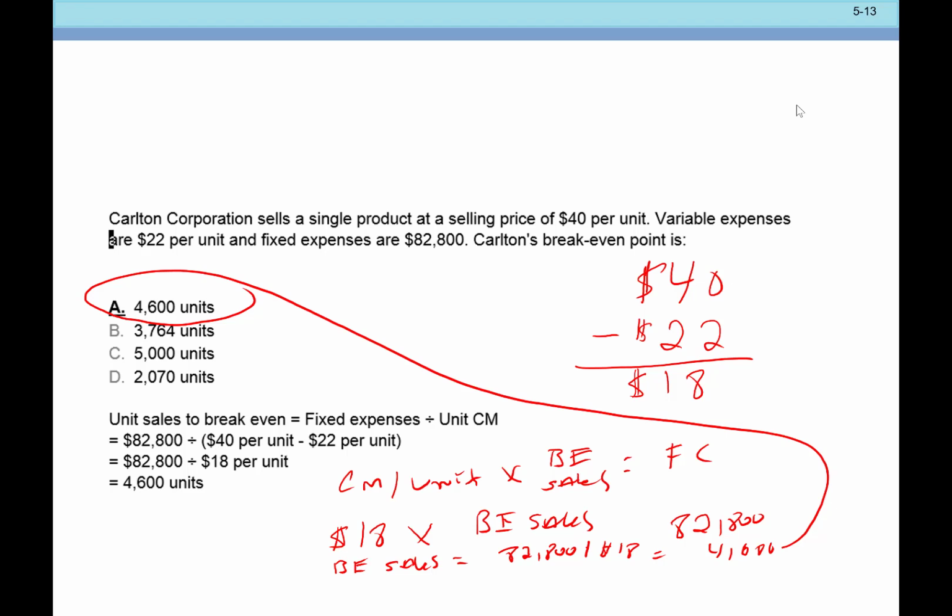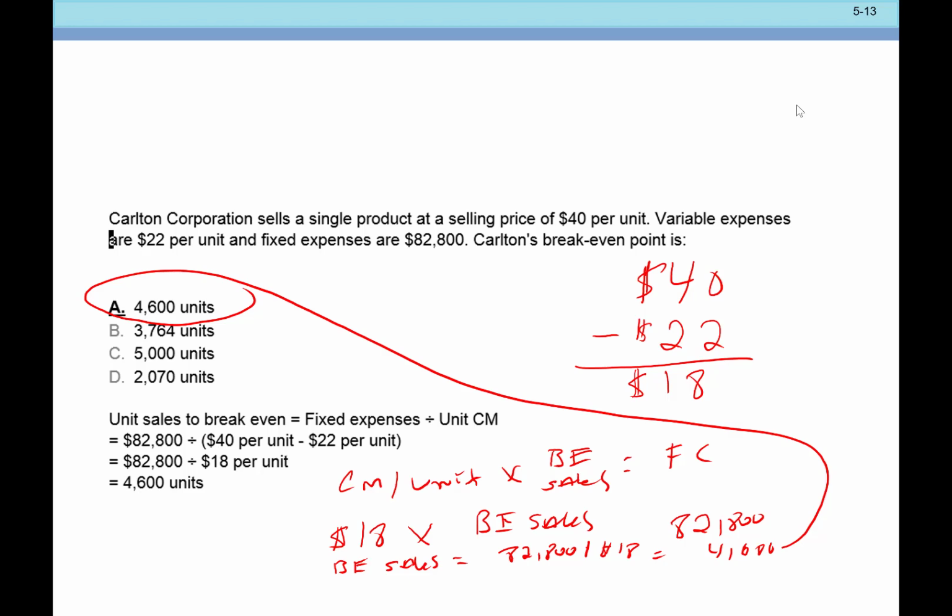Now, someone do that math for me. 82,800 divided by 18. What number do you get? We divide that by what? $18. Yeah, you get exactly 4,600? Okay, good. Okay, just wanted to check.